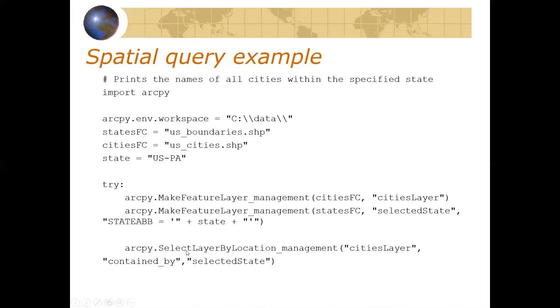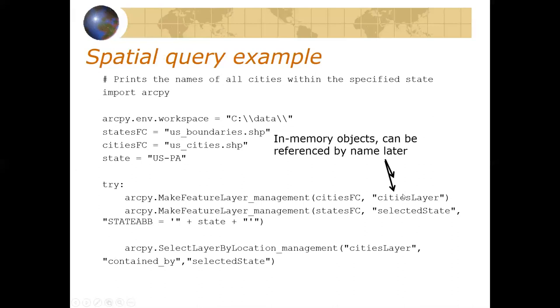And then I can do Select Layer By Location. Because like I said, it wants the input layer parameter and the select features parameter to be feature layers. So I've created the two feature layers. Now I can do Select Layer By Location. And I'm saying, give me all the cities that are contained by the selected state, contained by Pennsylvania, basically.